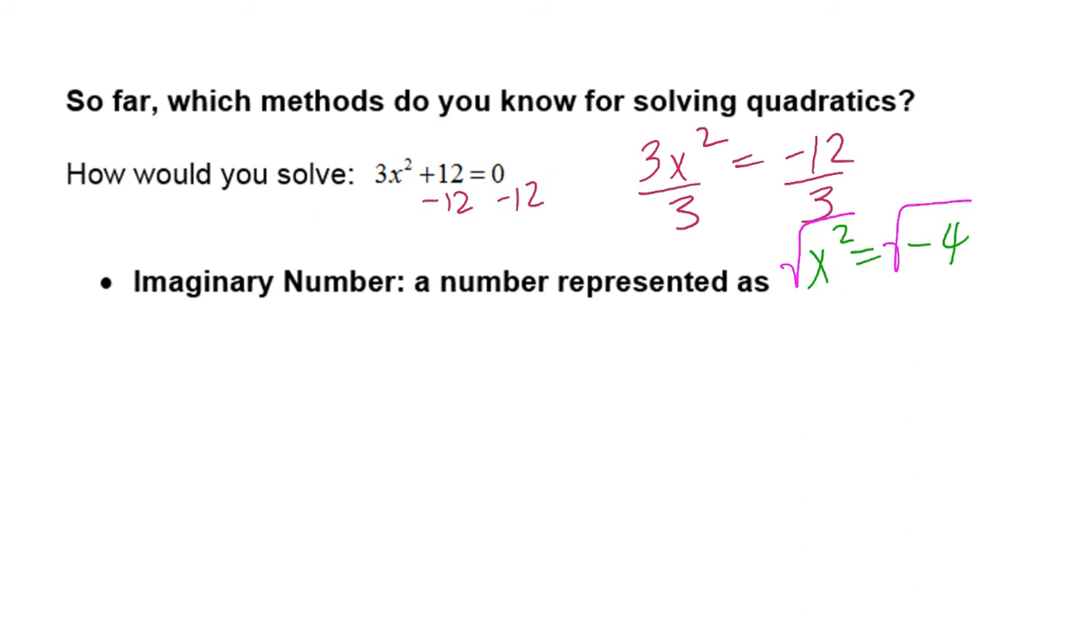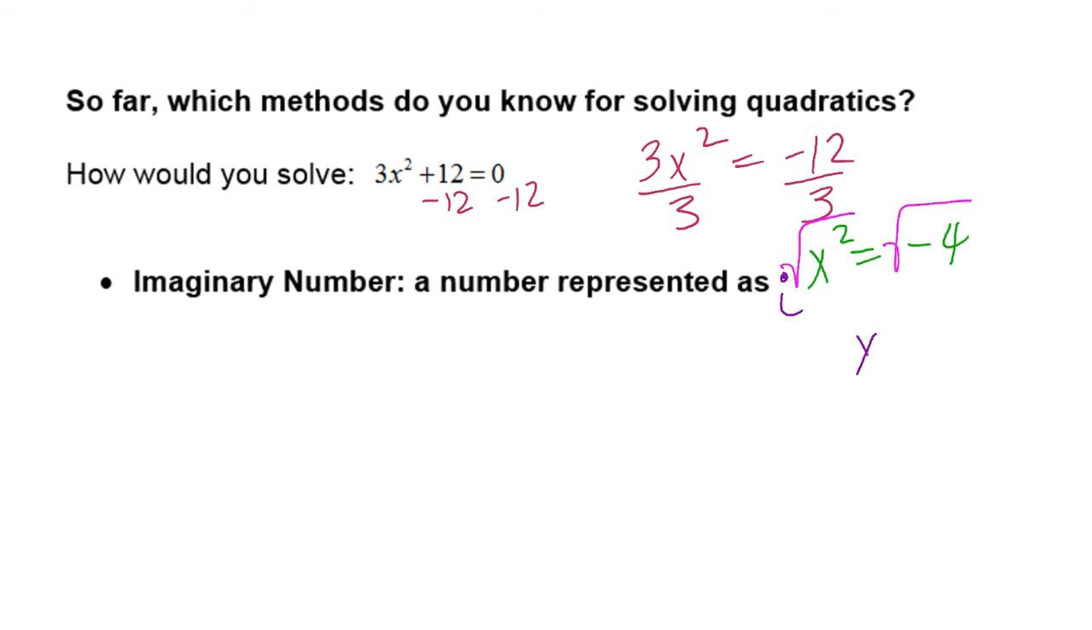And the reason is because there is nothing that you can do times itself to get you a negative answer. A negative times a negative is a positive, and a positive times a positive is a positive. So imaginary numbers are represented as i.